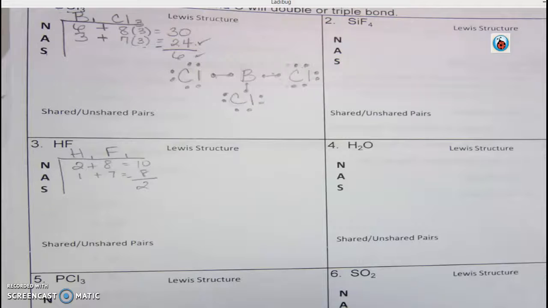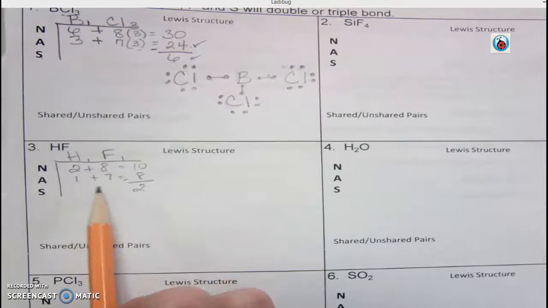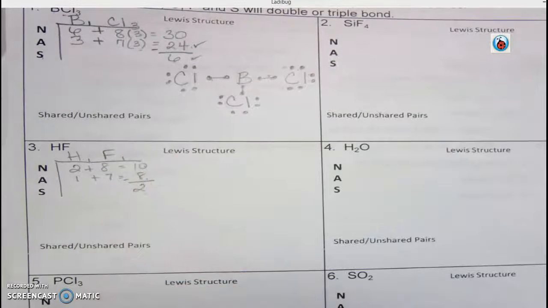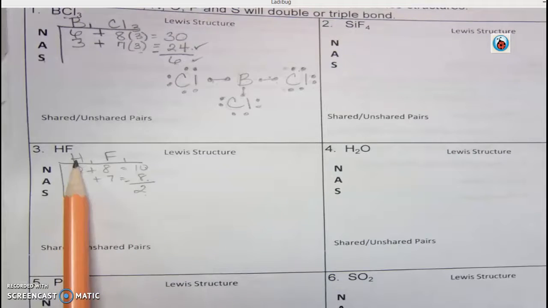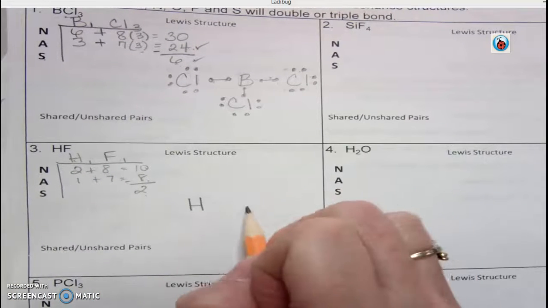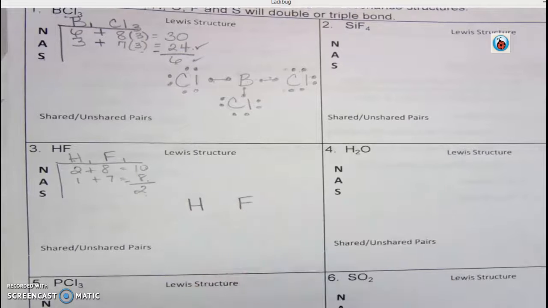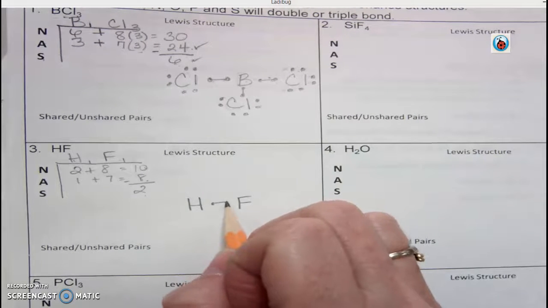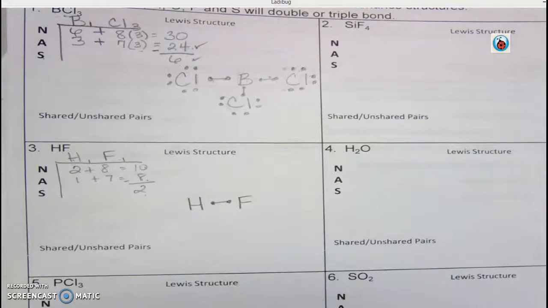Okay, let's look at number 3 here. Here's our NAS, 10, 8, and 2. So between these two elements, we are going to share 2 electrons, okay, with a single bond. This is called a single bond when you have one line, single bond.